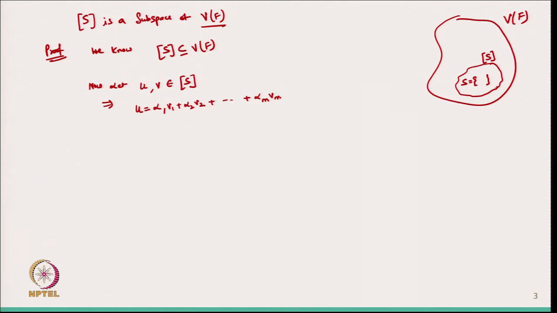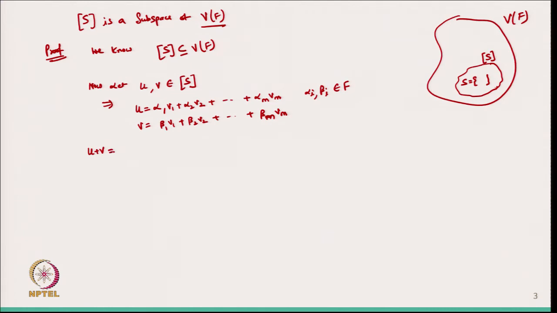So, I am taking this one. V we are getting, suppose it is equal to beta 1 v 1, beta 2 v 2 and beta m v m, because it belongs to this one. So, definitely it will be of this type, where my alpha i's and beta i's belong to the field. Now, what about u plus v?